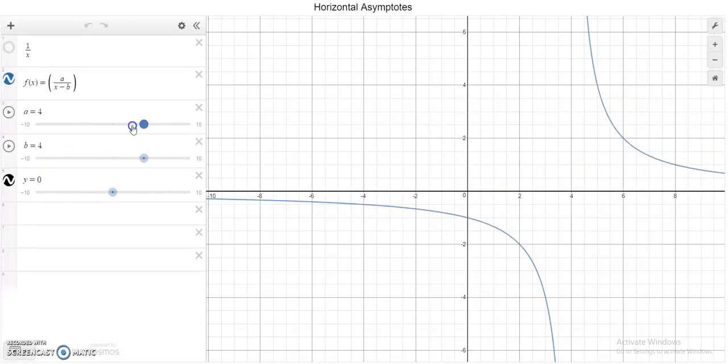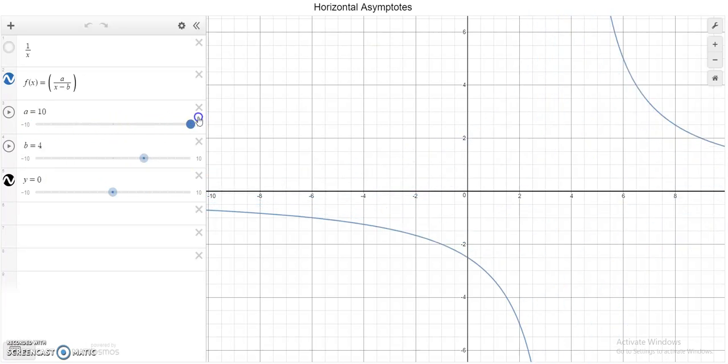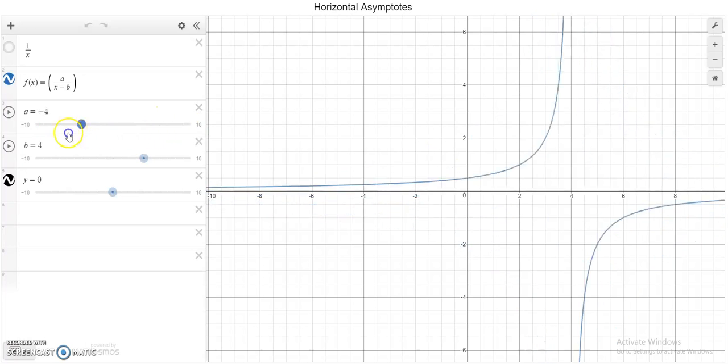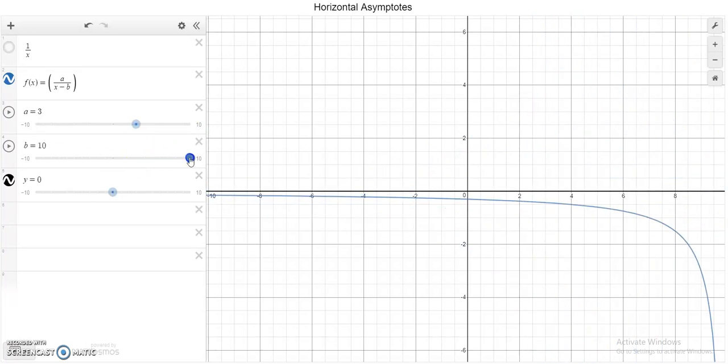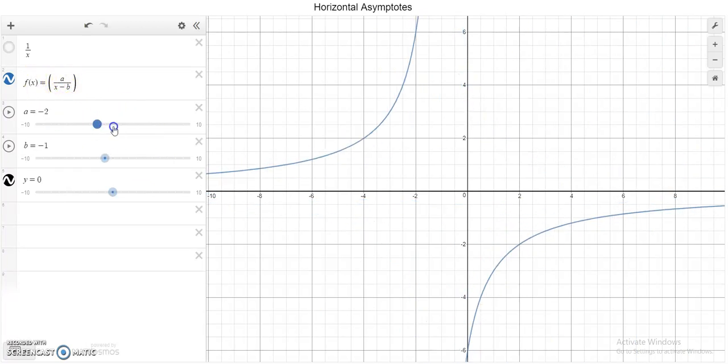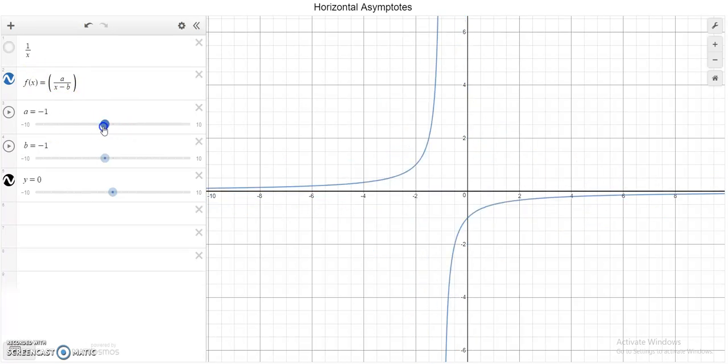So if we change our a value, once again, it never touches our horizontal asymptote. So once we change b, it still never changes our horizontal asymptote. So our horizontal asymptote, according to this function, will never be anything but y equals 0. Unless our a is 0, then we have a straight line. So we have no horizontal asymptote because our function will be 0 over anything is 0. So maybe a straight line.